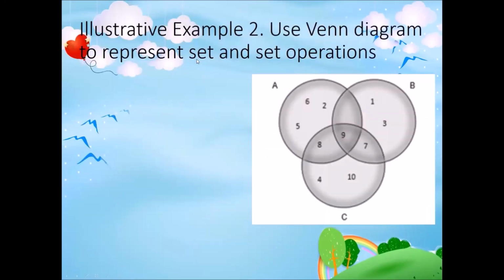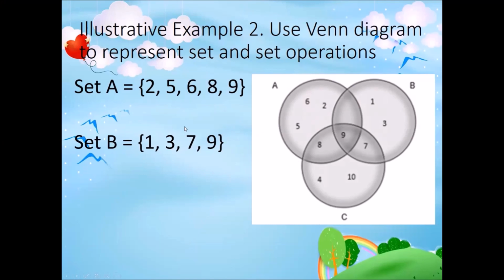So another example, number 2, use a Venn diagram to represent sets and set operations. We have 3 given sets: set A, set B, and set C. Set A has elements of 2, 5, 6, 8, 9. Set B has elements of 1, 3, 7, 9. Set C has elements of 4, 7, 8, 9, and 10.